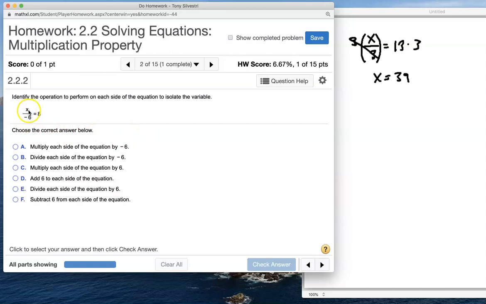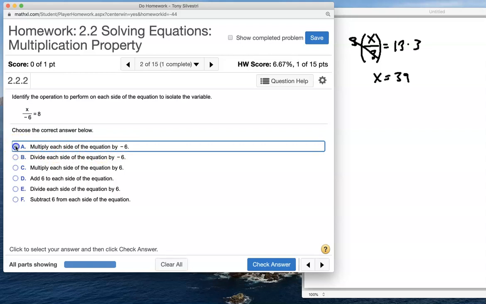Same thing here. X is being divided by -6. I don't care if it's negative. It's just a number like anything else. Now to get an x by itself, you're going to multiply this side by -6. The opposite of dividing is multiplying. So whatever you do on one side, you do on the other. So it looks like I'm going to multiply each side of the equation by -6.